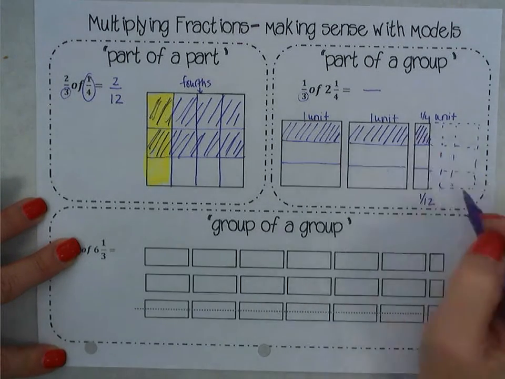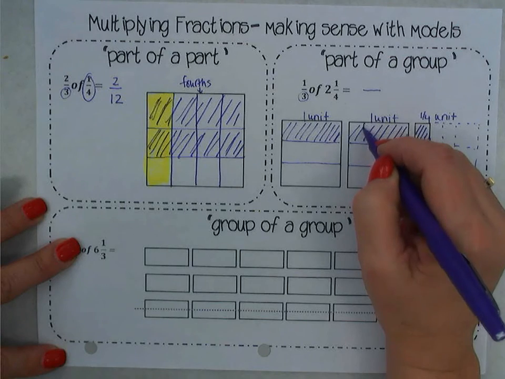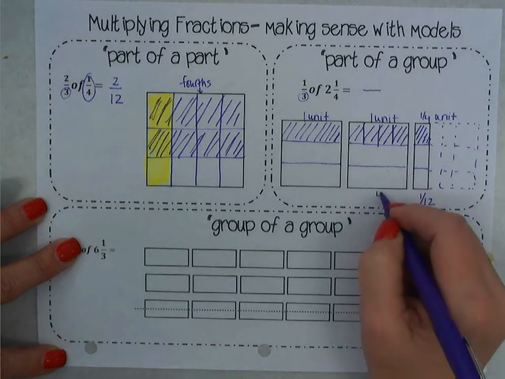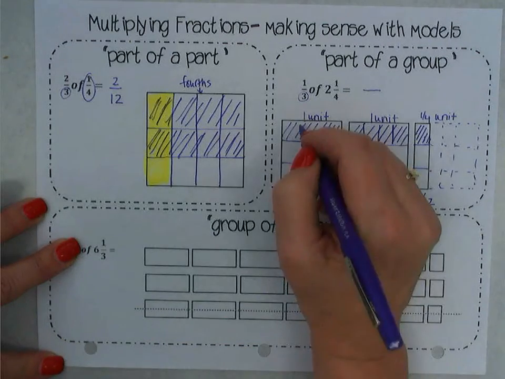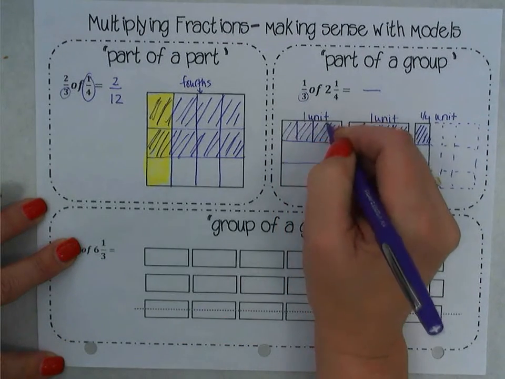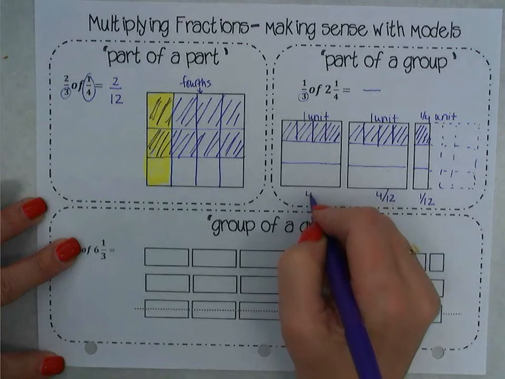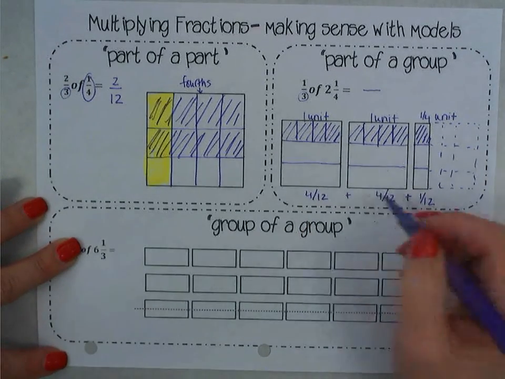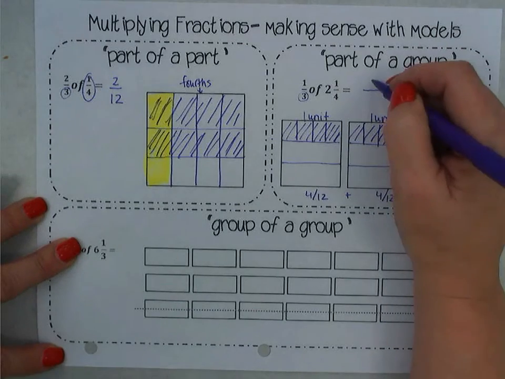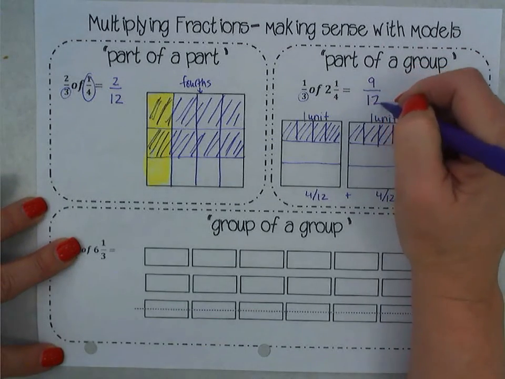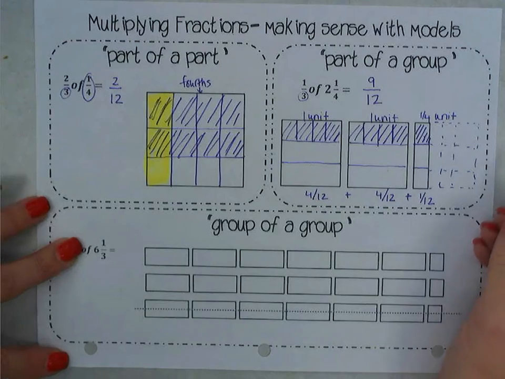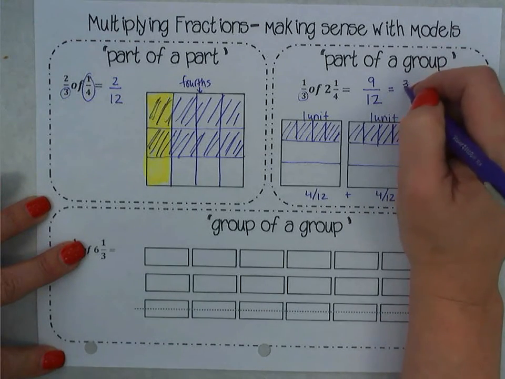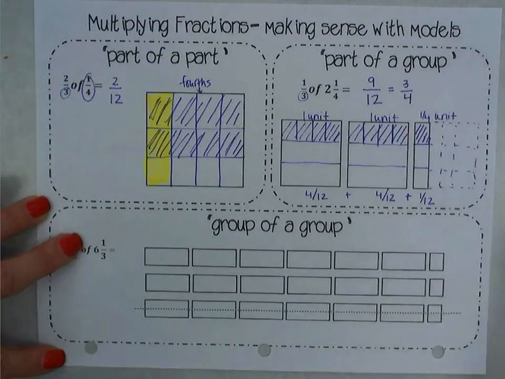And if I divided this into 12ths too, then 1/3 is equivalent to 4/12, and the same thing here. 1/3 is equivalent to 4/12. So when I add up those shaded parts, 4/12 plus 4/12 plus 1/12, it gives me an answer of 9/12 here, and that's my answer. And you can reduce this. They both are divisible by 3, so we could write this as 3/4.